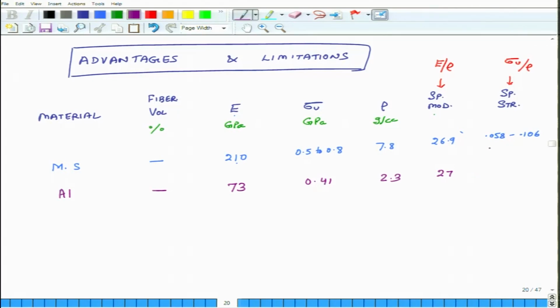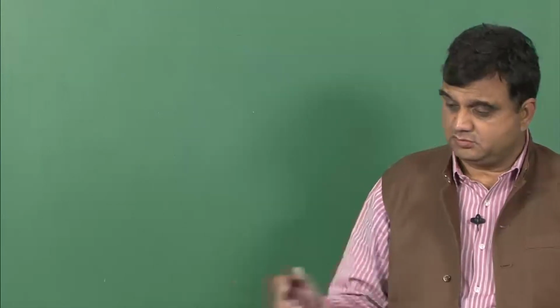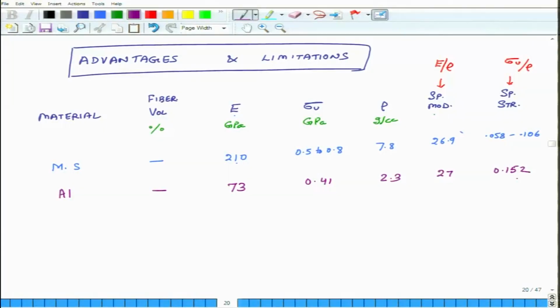And the specific strength is 0.152. So, this is much higher than that of steel, okay? So, if you want to make a structure light and also maintain its strength, maybe aluminum is the thing to go for. If you want to have, let us say, same strength, but you want to reduce the mass, aluminum helps, because steel's specific strength is less. Now, let us look at 3 composites.